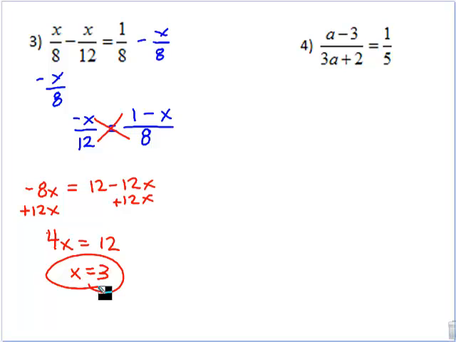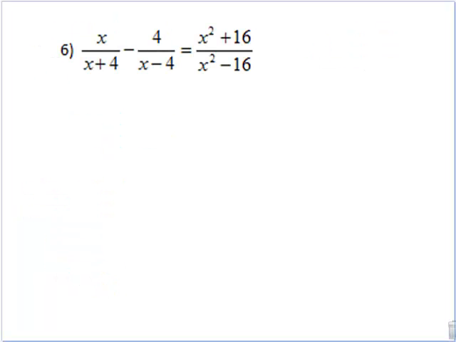Okay, number 4. I don't think we really need to solve this as a class. Do you see what you would have to do to solve number 4? Tell me the strategy that you would use. You would just cross multiply and solve it. Okay, so that's already set up for us. We won't do that one together. Instead, we're going to skip to this one.